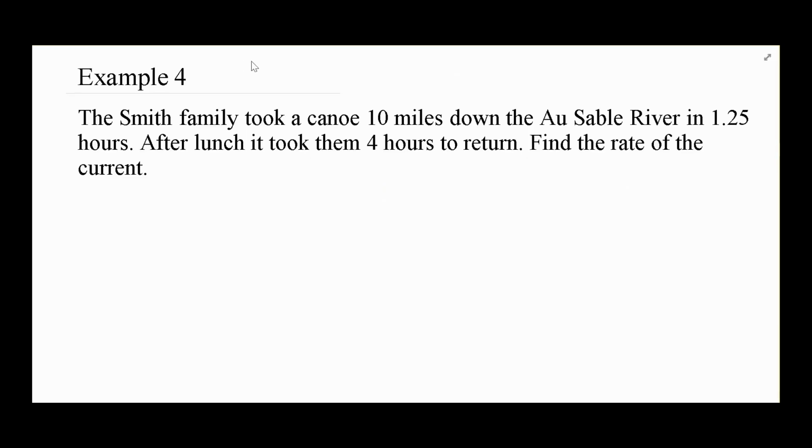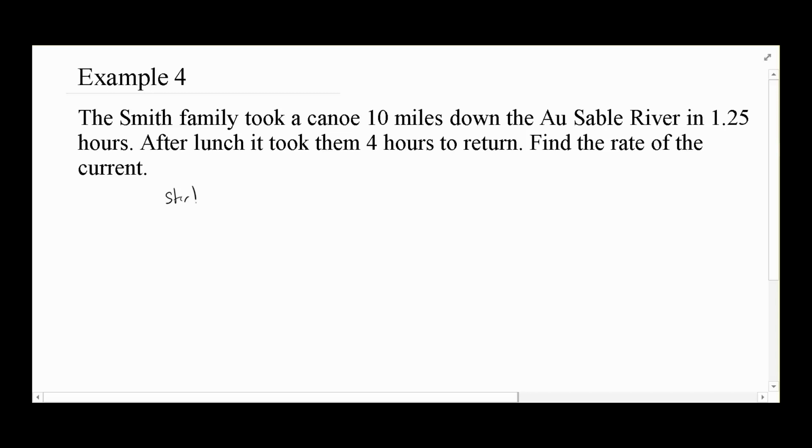So in this example, we've got the Smith family that took a canoe 10 miles down the Au Sable River, and it took them 1.25 hours. They had some lunch, and then it took them 4 hours to return. And we're supposed to find the rate of the current. So let's see what's going on here.